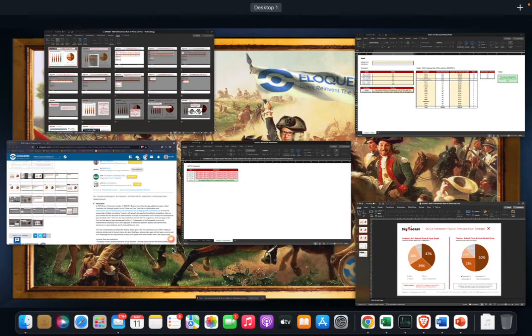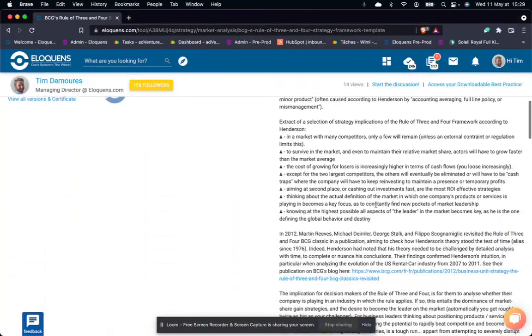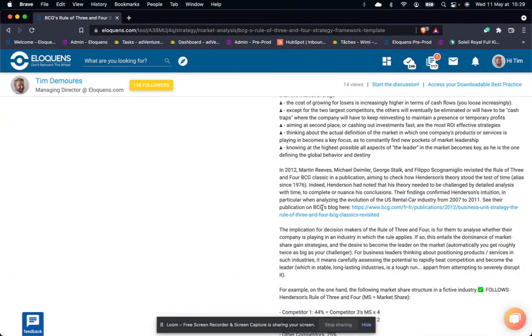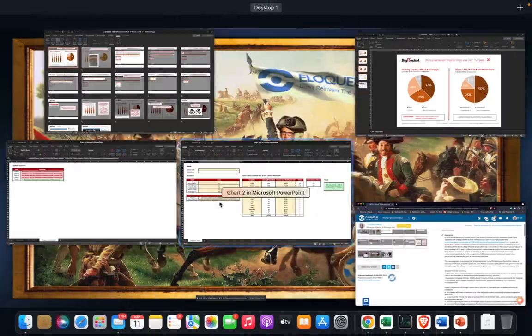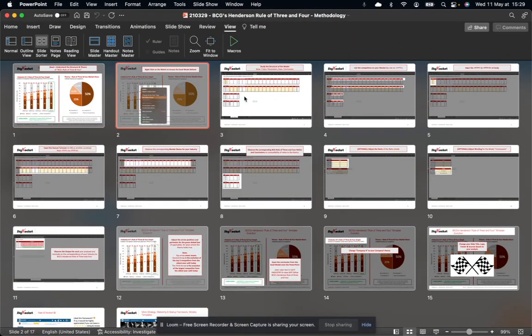As always, I have a very comprehensive description of what the model is about here, which you can read, and a methodology explaining how to use the models step by step.